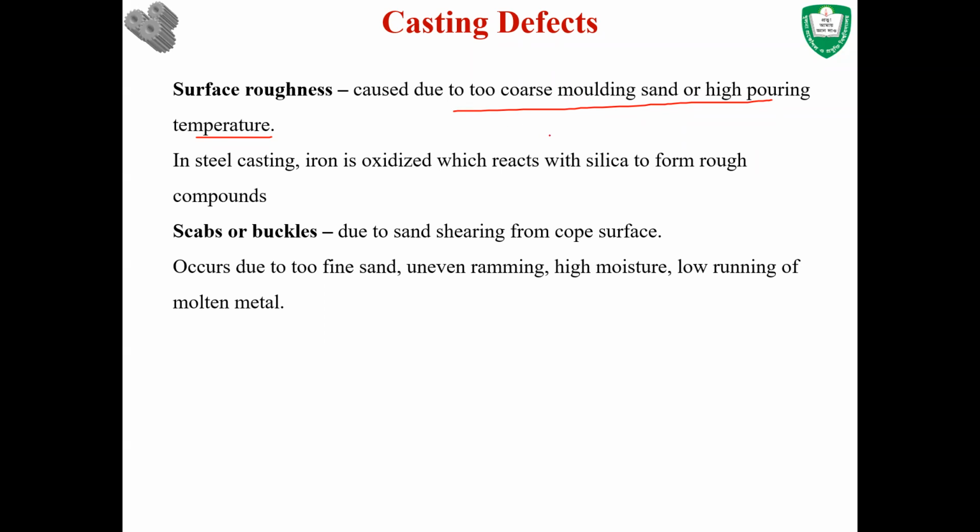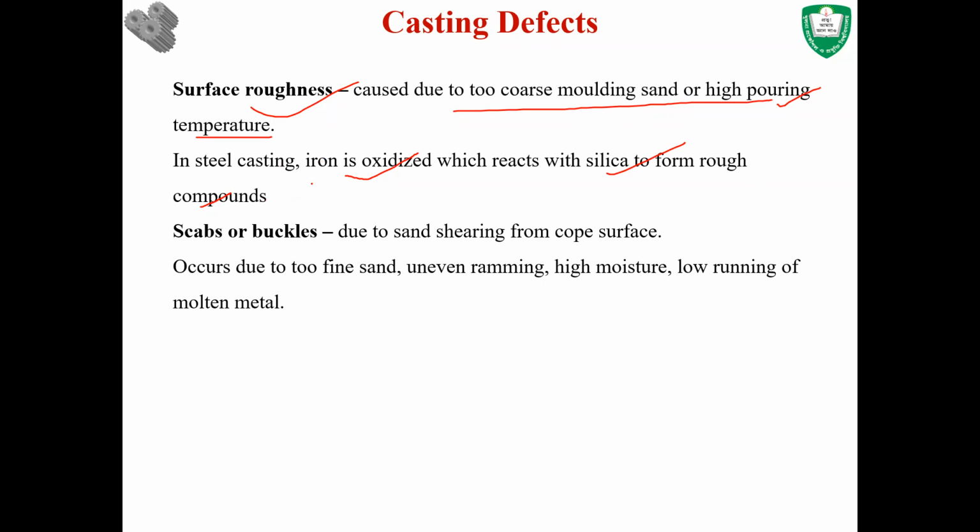At the same time, in the case of die casting, if the surface is not properly polished, then you might have surface roughness. And sometimes when the pouring of molten metal occurs at a very high temperature, that actually oxidizes the surface of the material. The final casting surface gets oxidized, and it reacts with silica to form a rough compound in the case of sand casting. And in the case of other casting, this high pouring temperature might cause surface roughness because of the reaction with oxygen and formation of scale on the surface.